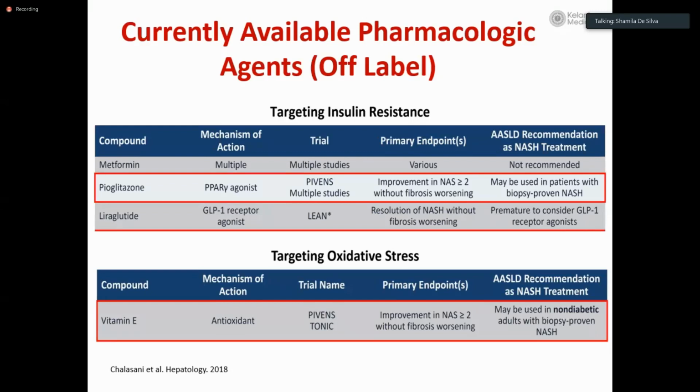So these agents can be given short term, for a period of 2 years, if they have severe NASH and if they have fibrosis, to allow the patient to get used to the lifestyle. We give them less than 2 years.